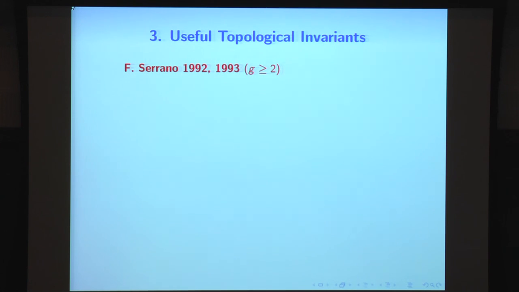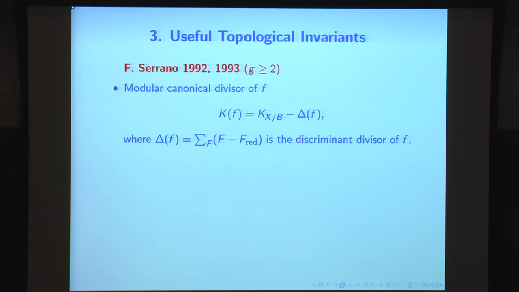Maybe the most useful invariant comes from this one, which is called the modular canonical divisor of the fibration. This is the relative canonical divisor minus the discriminant divisor of the fibration. So this is defined by this. So this comes from the multiple components of the singular fibers.